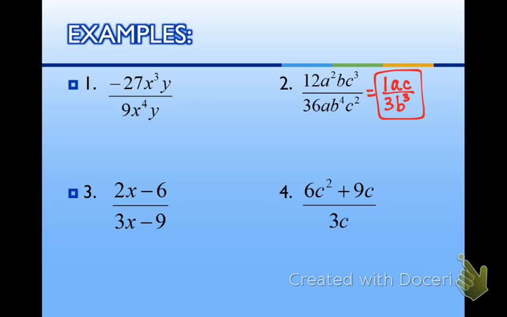All right, number 3. Are they monomials? No, they are binomials, which means that before we can start simplifying it, we have to first factor.